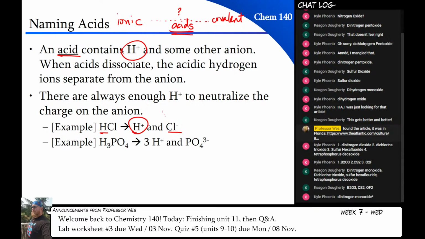Down here we have H3PO4. Well, if I have 3 H+ on here, what must be the charge of this thing? It must be the opposite charge to balance it out.